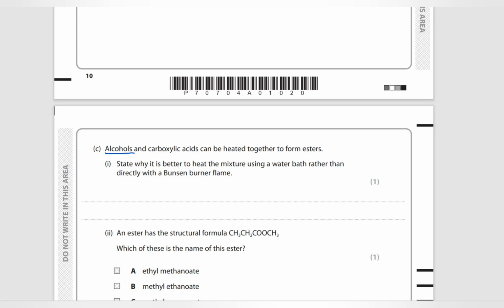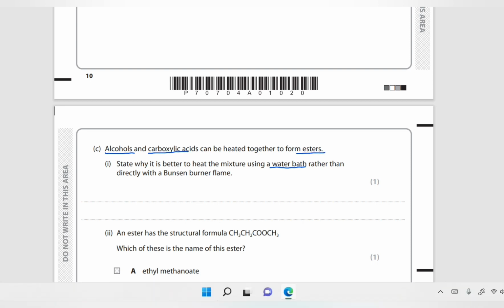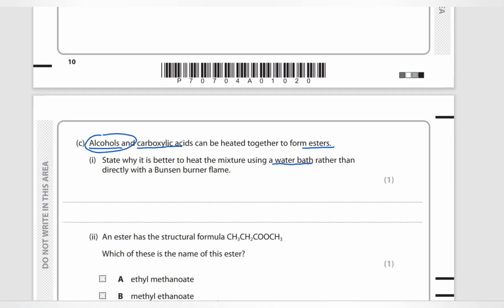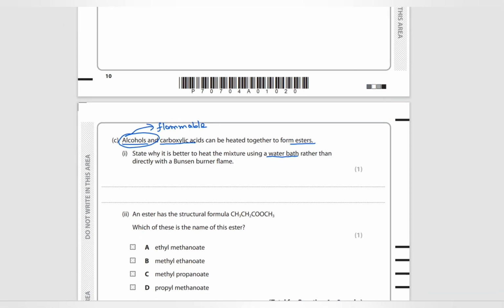So part C, alcohols and carboxylic acids can be heated together to form esters. State why it is better to heat the mixture using a water bath rather than using a Bunsen burner flame. So the reactants for this reaction are alcohols and carboxylic acid, and the product is ester. One of the reactants, alcohol, is flammable. That means it can easily catch fire. So whenever we heat the reactants directly under the flame, the alcohol might catch fire and it might lead to a great explosion or accident. So that's why it's better to use a water bath than to directly heat the reactants under a Bunsen flame.